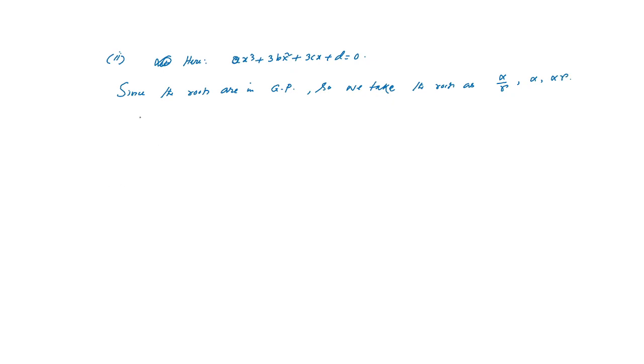So by the relation between roots and coefficients, what can we write? Alpha by r plus alpha plus alpha r, the sum of the roots, will be minus 3b by a. From that, if we take alpha common, 1 by r plus 1 plus r will be minus 3b by a. That equation we consider as single star.